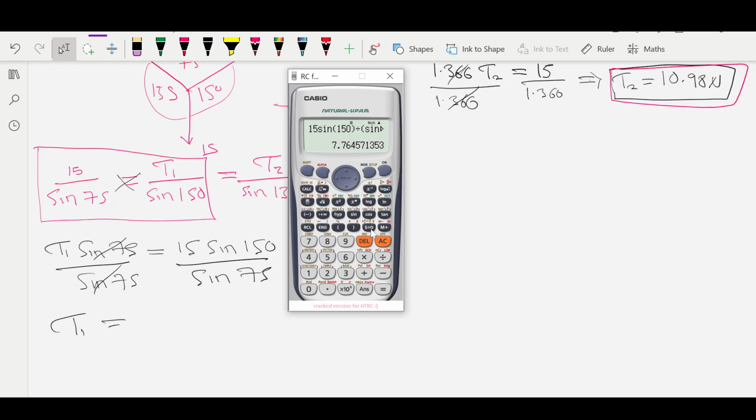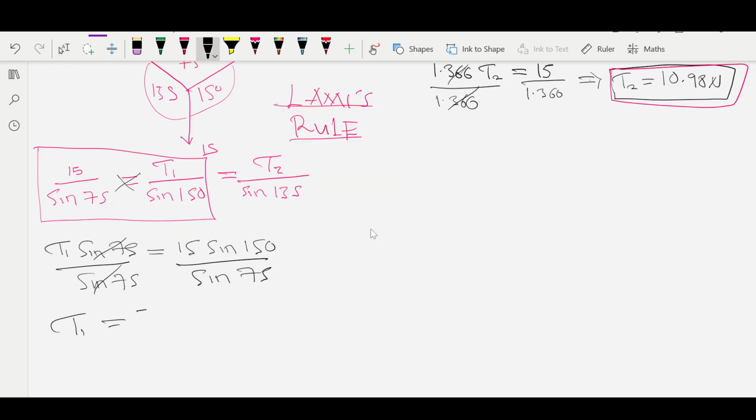Okay, so we have that. So T1 is equal to 7.76 newtons. So that is our T1, and then our T2.